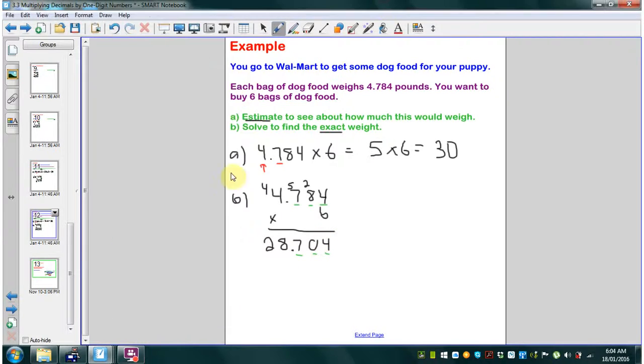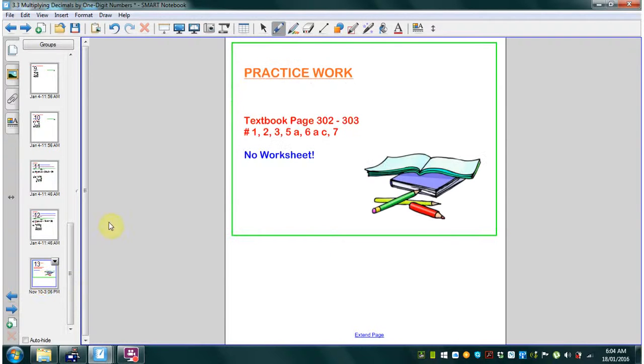Perfect. Okay, so here's your work for today, your practice work. Textbook page 302, just 303, number 1, 2, 3, 5A, 6A and C, and 7. So write that in your book, and good luck, guys.